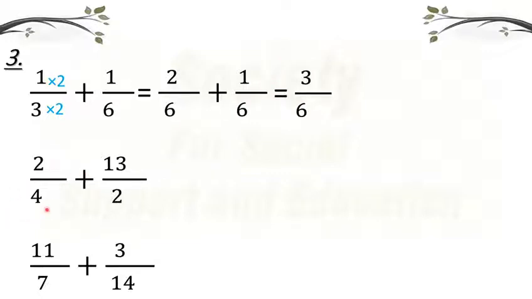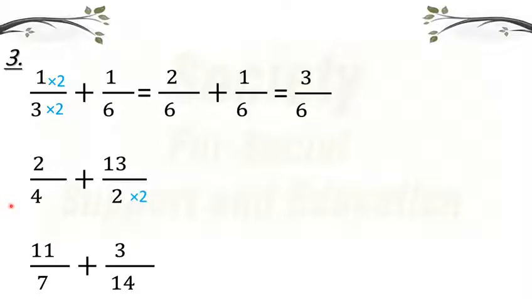2 over 4 plus 13 over 2. I have different denominators. So I have to reduce to a common denominator. Is there any number I multiply it by 4 and gives me 2? No. Go to this one. Is there any number I multiply it by 2 and gives me 4?